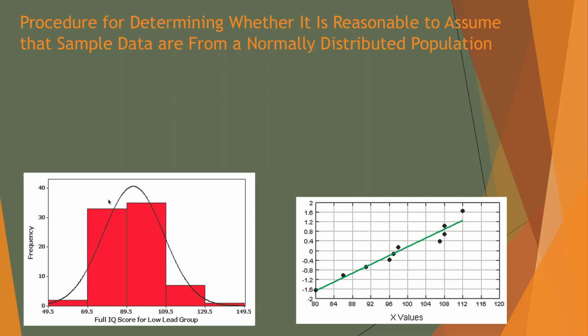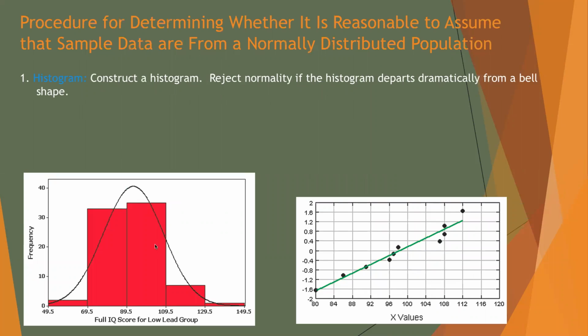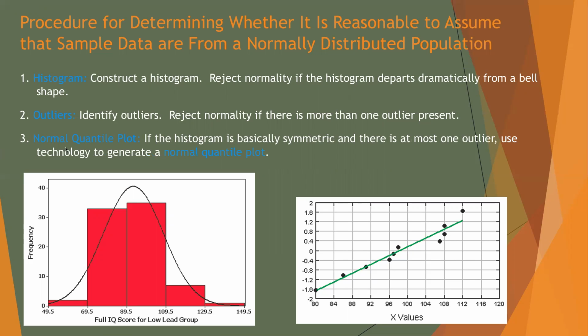All right, so this is a histogram, right? These two graphs correspond to finding whether something is normally distributed or came from data that was normally distributed. So first you want to construct a histogram. If you don't have a lot of data points, then using a normal quantile plot is really nice. Reject normality if the histogram departs dramatically from a bell-shaped curve. Identify any outliers, and reject normality if there's more than one outlier. And then finally, use a normal quantile plot.